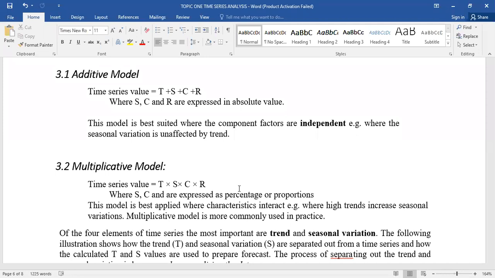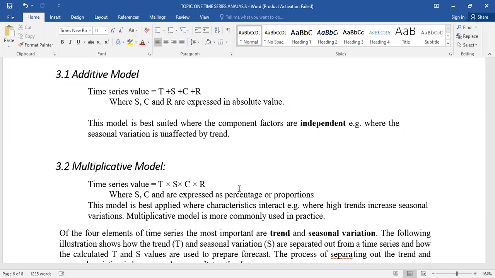The long-term trend, the seasonal, the cyclic, and the random residual variation. Here the seasonal, the cyclical, and the random are expressed as absolute values, meaning we are holding the other factors independent. Now for the multiplicative model, we are multiplying all of them.